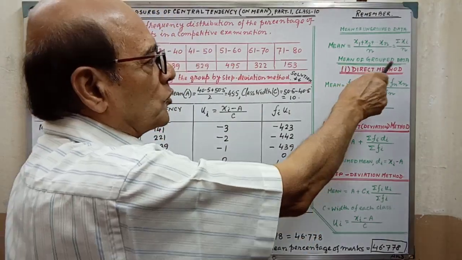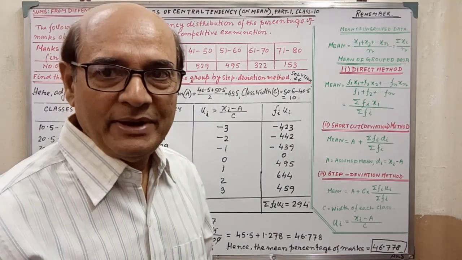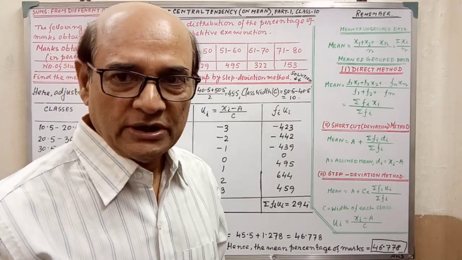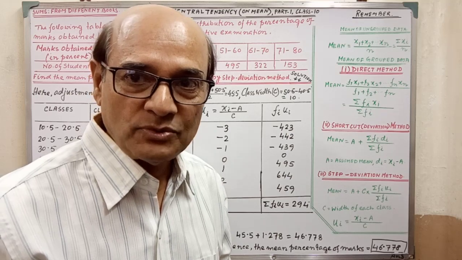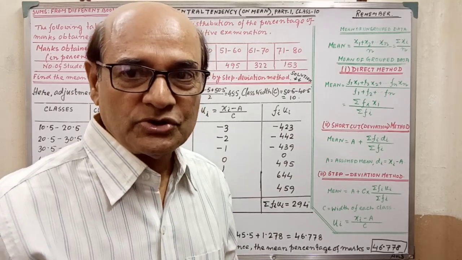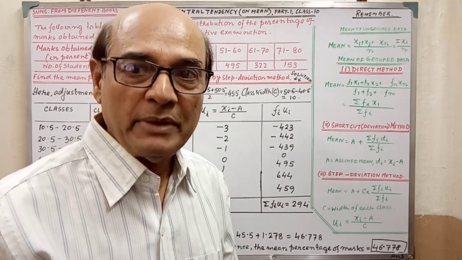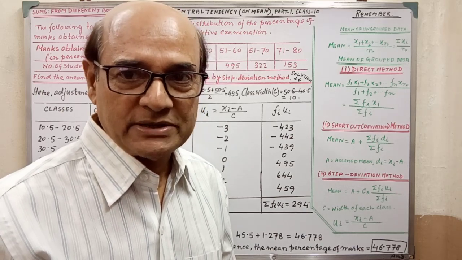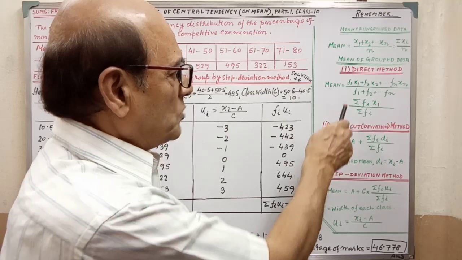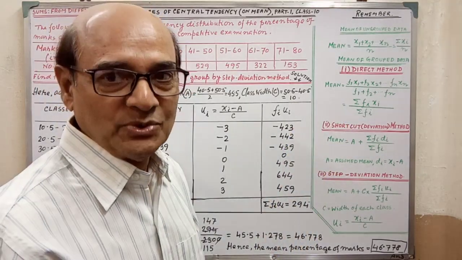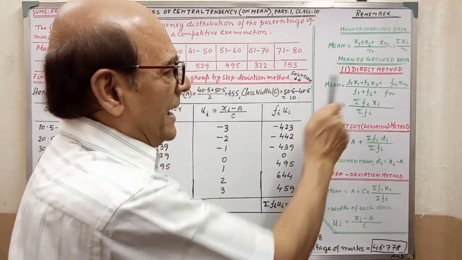And for the mean of grouped data, there are three methods: direct method, shortcut method and step deviation method. You have to understand all the methods clearly, because the method is mentioned in the question. If the method is mentioned, then you have to do it particularly in that method. This is why you have to notice the formula attentively.